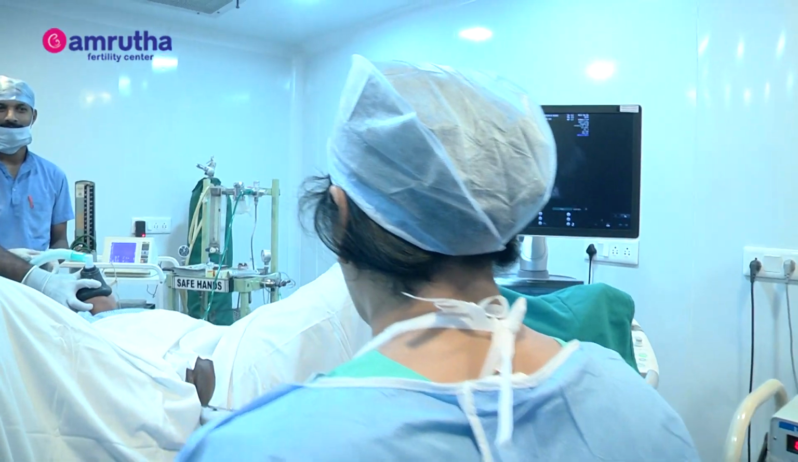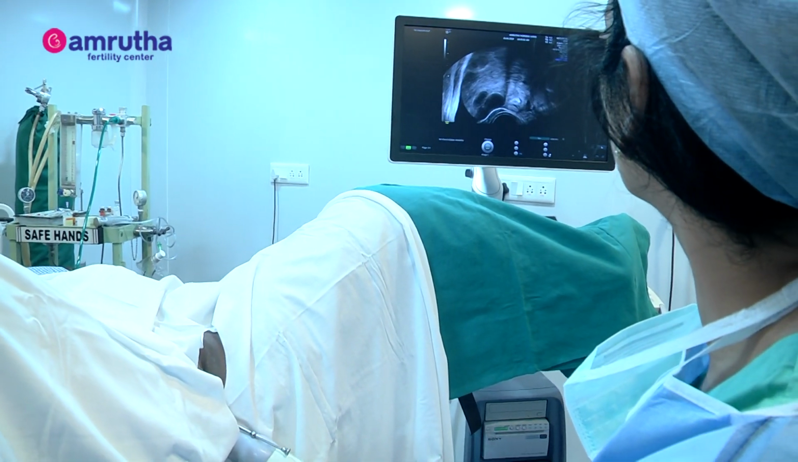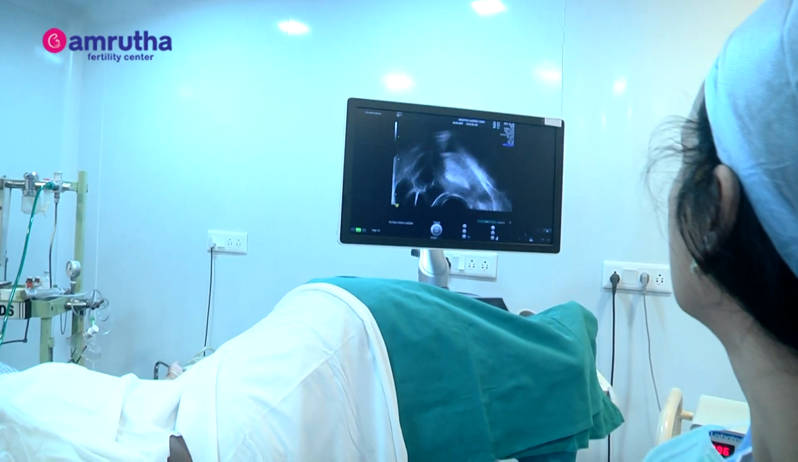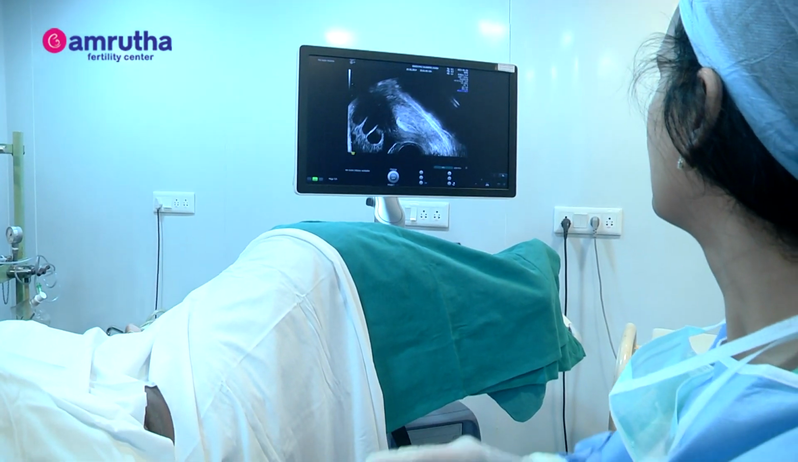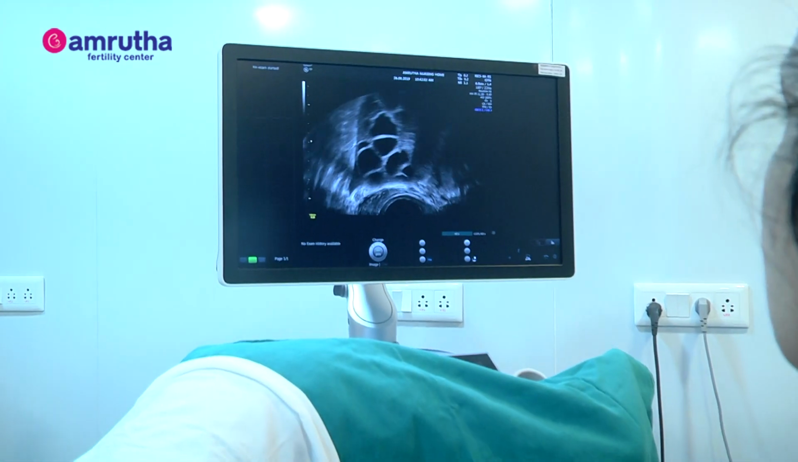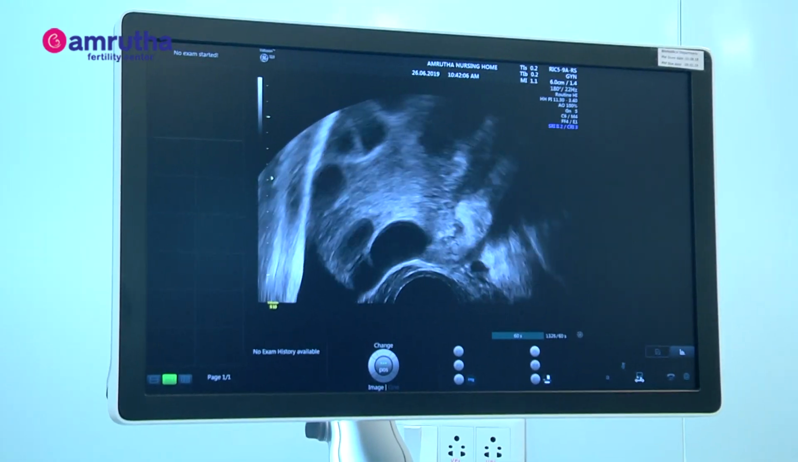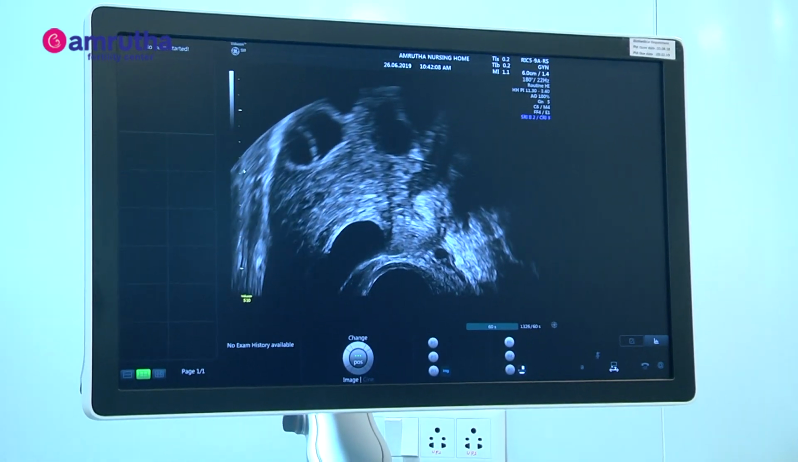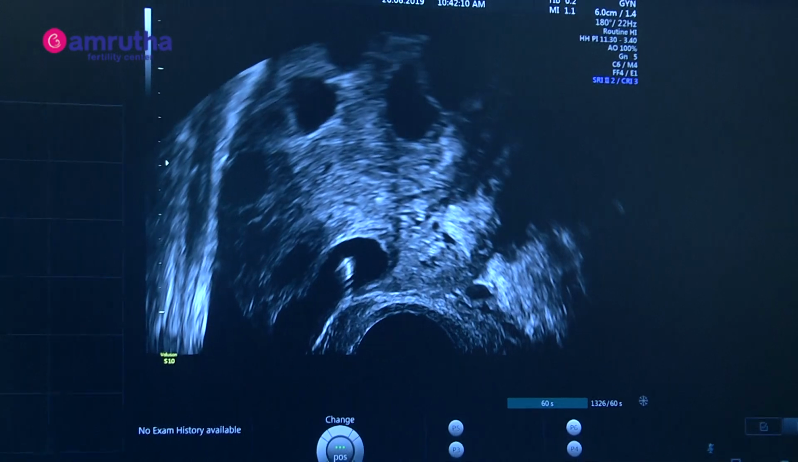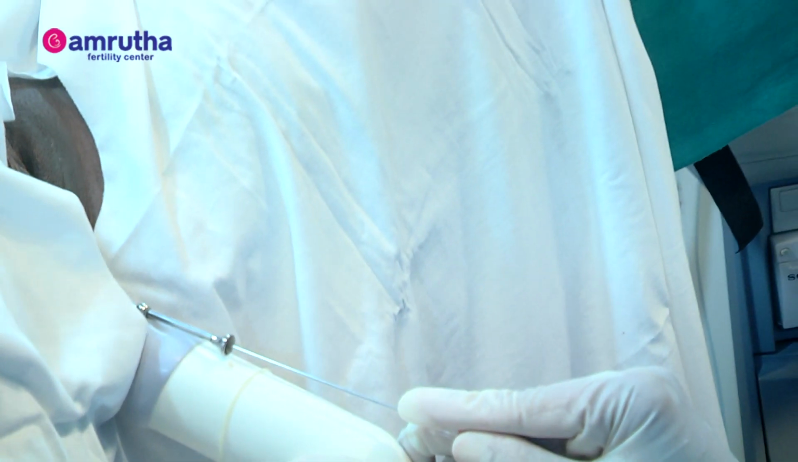Now we are starting the procedure. This is the right ovary. This is the uterus, with the endometrium in between. This is the other ovary. In the case of PCO, there is hyperstimulation. Now the needle enters into the follicle. This is the Wallace aspiration needle.